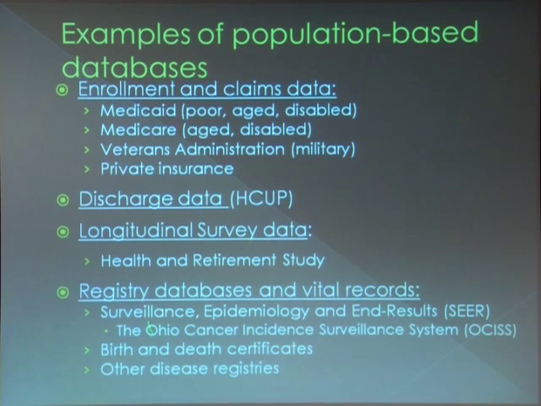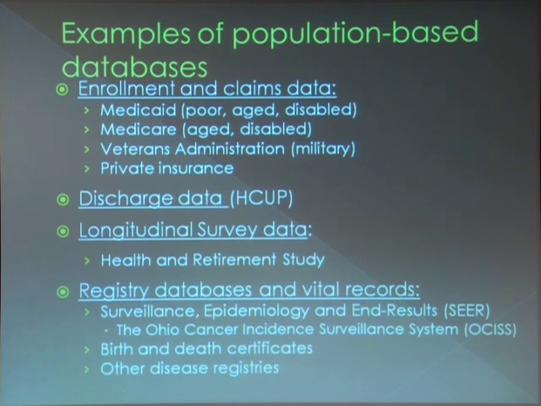And then you have a bunch of registry databases and vital records. So you have the Surveillance, Epidemiology, and End Results program, SEER. For those of us who do a lot of studies on cancer epidemiology and health services research, we use SEER quite a bit, and the equivalent of SEER in Ohio is the Ohio Cancer Incidence Surveillance System. We have birth and death certificate records, and we have other disease registries. I know, for example, of the cystic fibrosis registry. So those are very important resources as well.